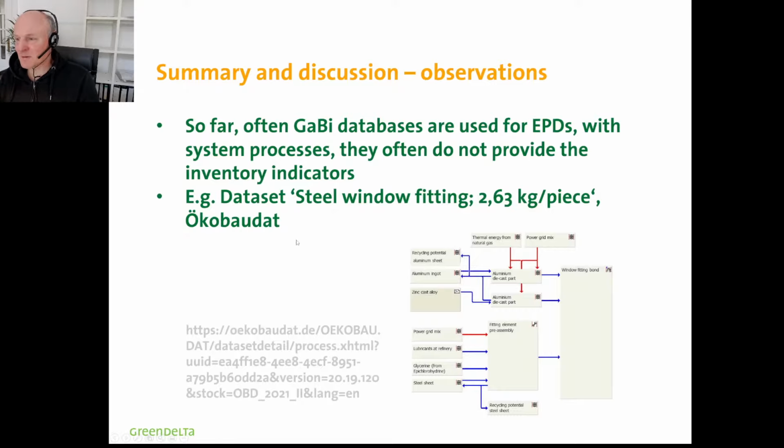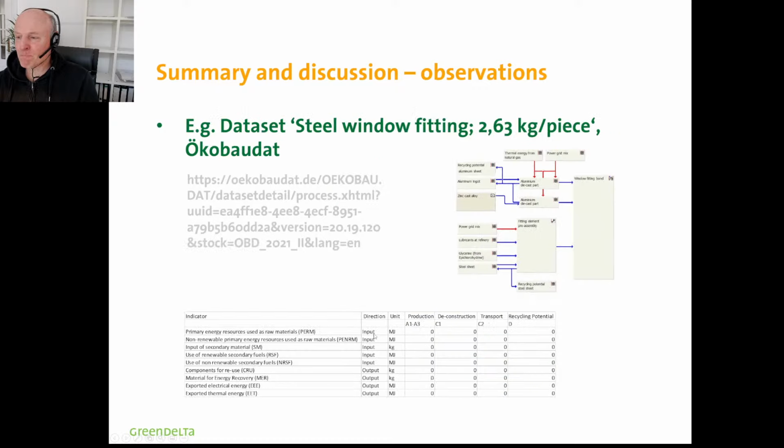So it's a steel window fitting. It's just one really arbitrary example, and you see that this consists of aluminium, zinc cast, steel sheet, and so on. Somehow this is the official result. So here for all these primary energy resources, secondary material use, components for reuse, exported electric energy, all are zero for all the life cycle stages. And of course nobody apart from Sphera can look into this data set, but it's a bit interesting.